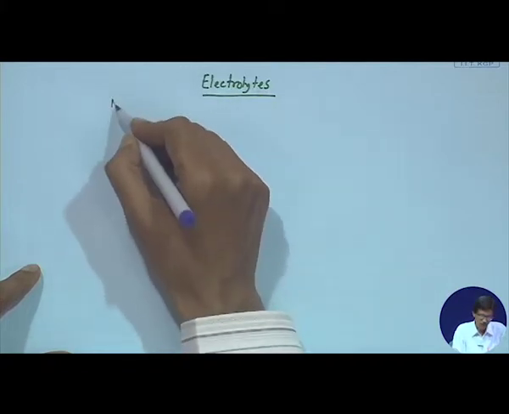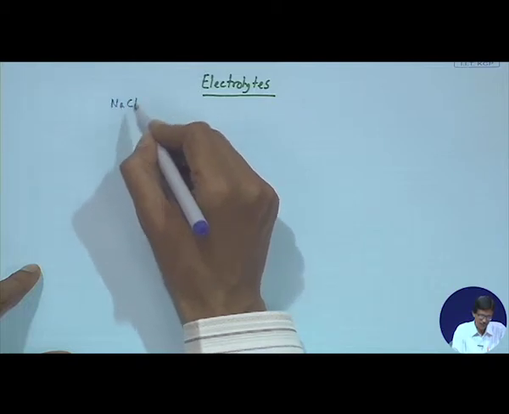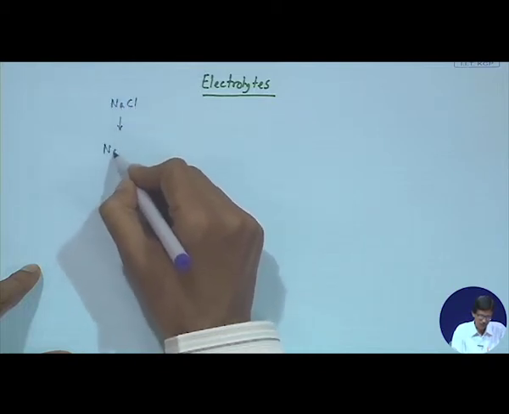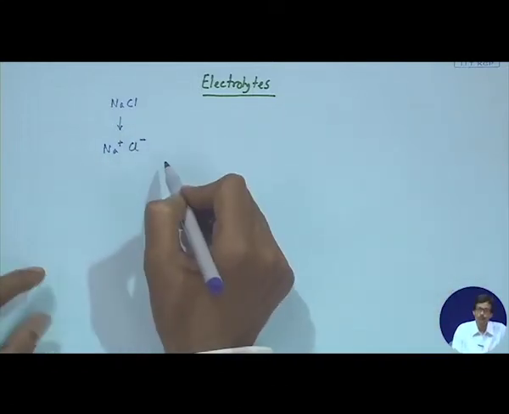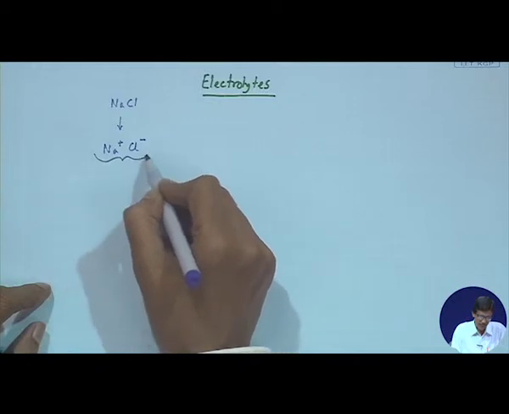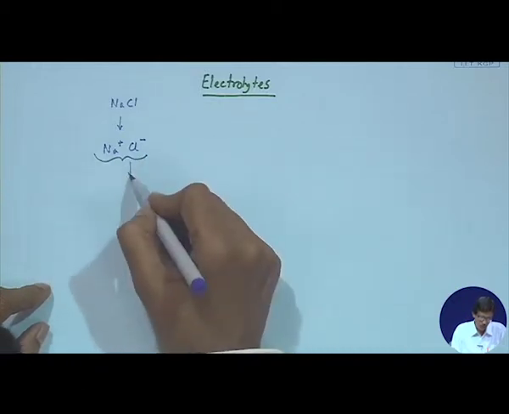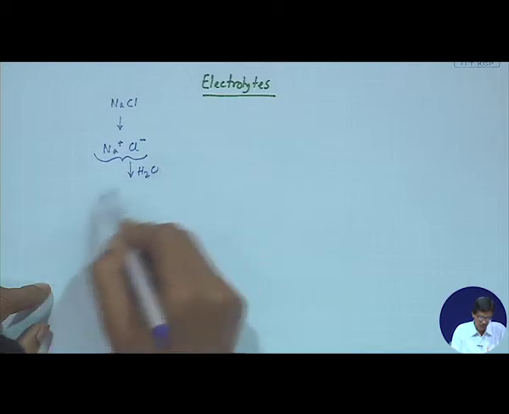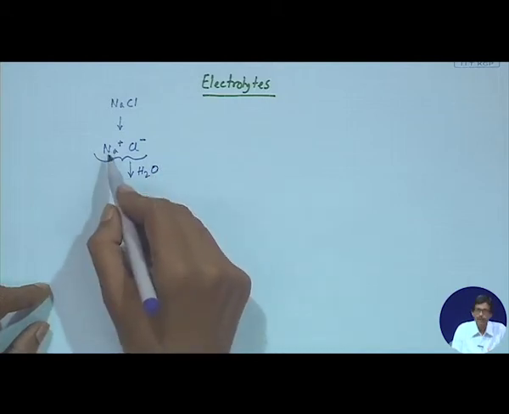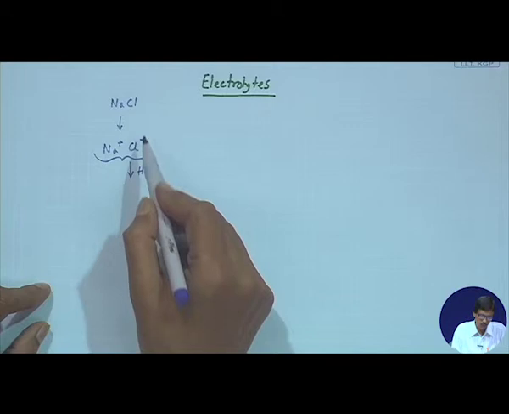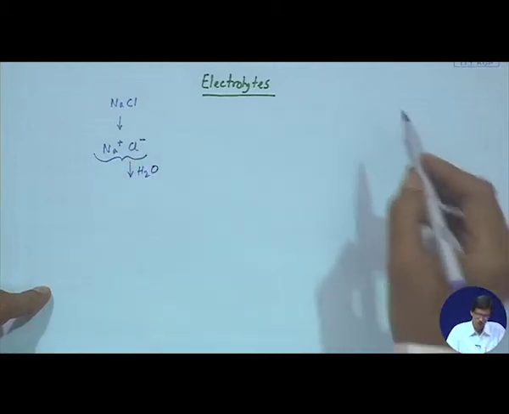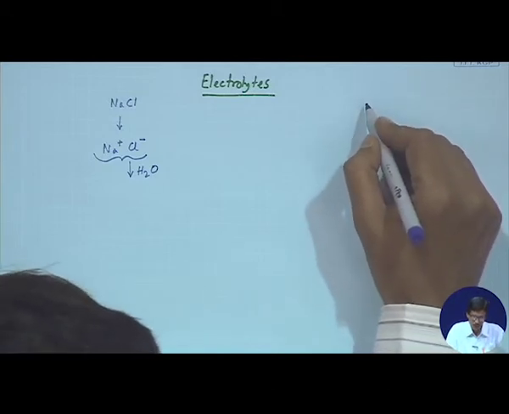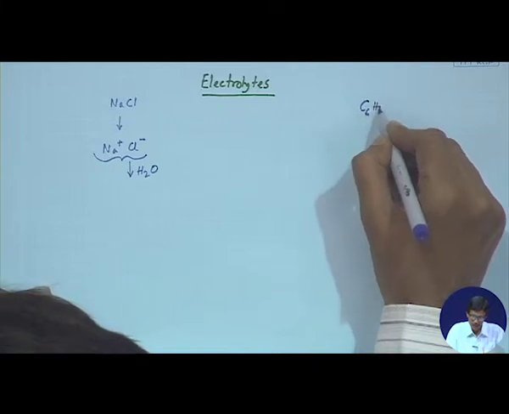We all know that NaCl is there. NaCl gives Na plus and Cl minus. Even in the solid state, they are present as Na plus and Cl minus, and when we put water, they are separated, with Na plus surrounded by many water molecules. Similarly, Cl minus is also surrounded by water molecules, unlike any other organic sample such as glucose, C6H12O6.